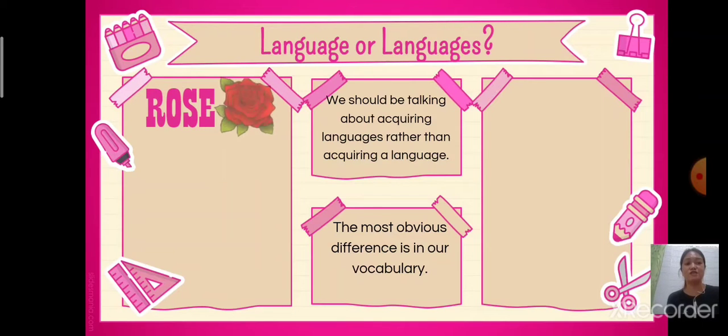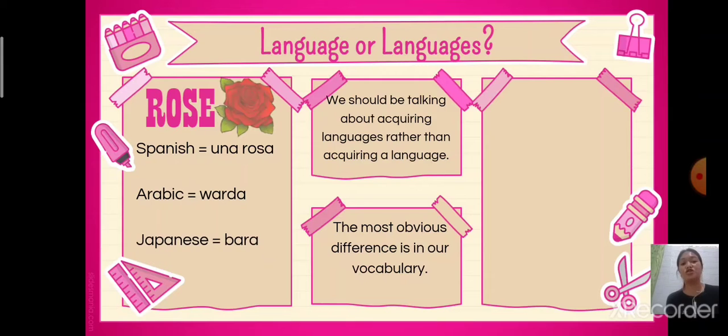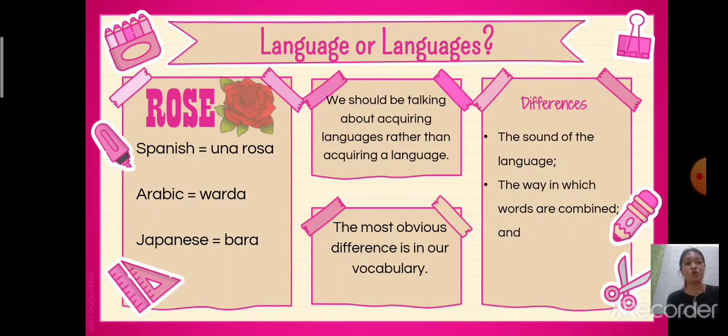For example, in the difference in vocabulary, we have here the word rose. When we say rose, it is a kind of flower which we may associate with fresh or with sweet. And from Spanish, they call it una rosa. In Arabic, they call it warda. And in Japanese, they call it bara. Whatever the vocabulary or the name is, it still means rose. So the differences in language are, first, the sound of the language, the way in which words are combined, and the way in which language is used.